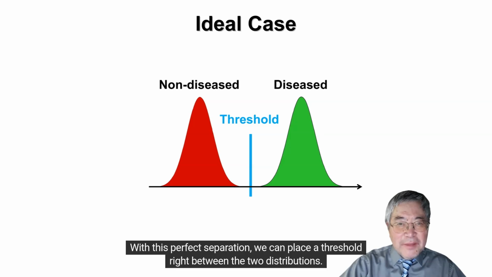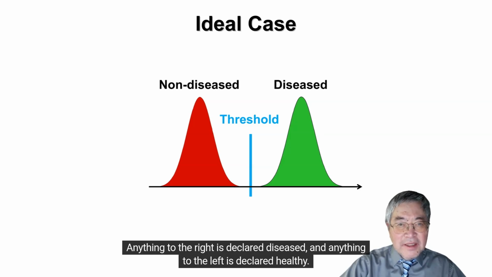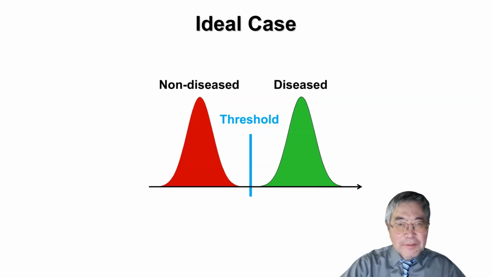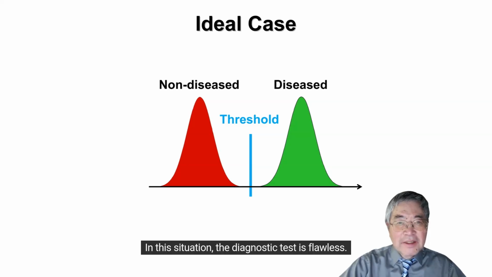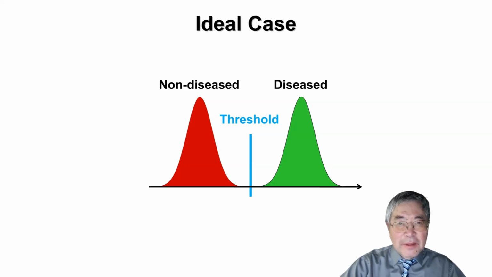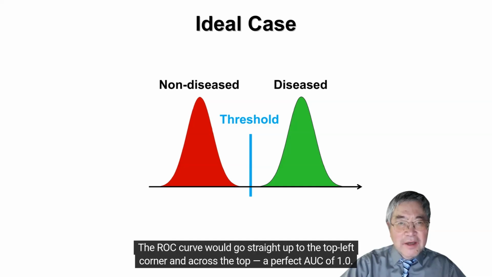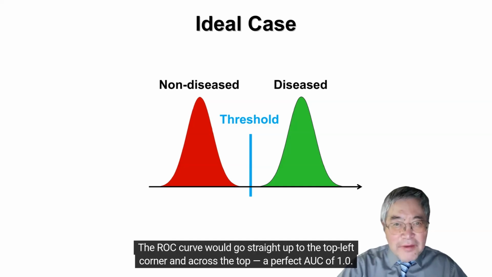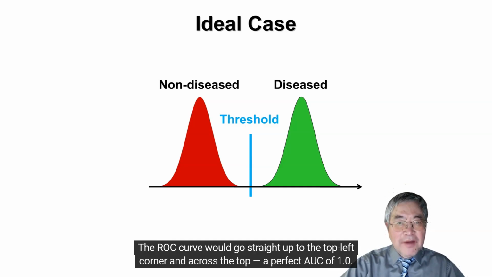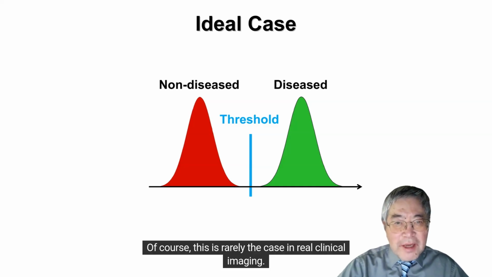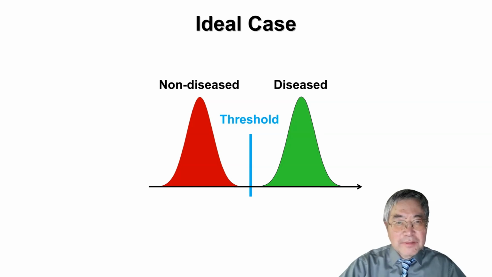With this perfect separation, we can place a threshold right between the two distributions. Anything to the right is declared diseased, and anything to the left is declared healthy. In this situation, the diagnostic test is flawless. There are no false positives and no false negatives. Sensitivity and specificity are both 100%. The ROC curve would go straight up to the top left corner and across the top, a perfect AUC of 1.0. Of course, this is rarely the case in real clinical imaging.